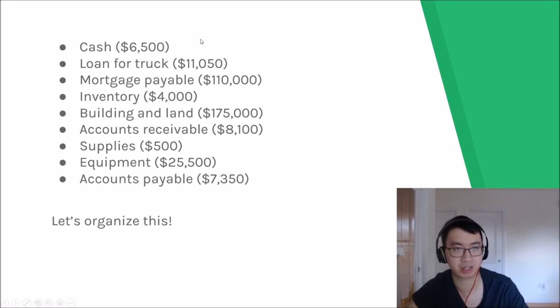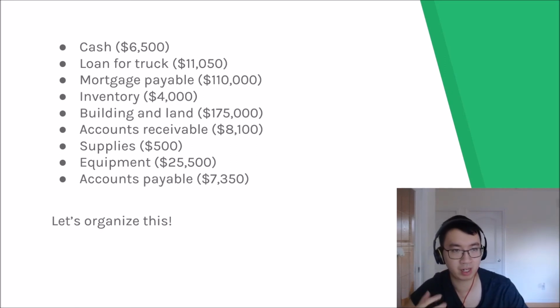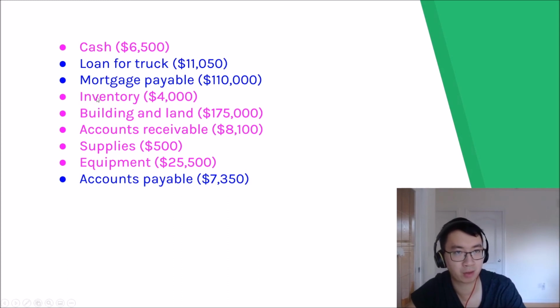There's some cash, a loan for a truck, mortgage payable, inventory, building and land, accounts receivable, supplies, equipment, and accounts payable. So if we were to calculate the net worth of the company, we have to first organize these items into assets and then liabilities. So I've done this for you already. The pink reflects the assets, the blue represents the liabilities and what he owes to other people. And we can calculate net worth, but first let's calculate our assets.